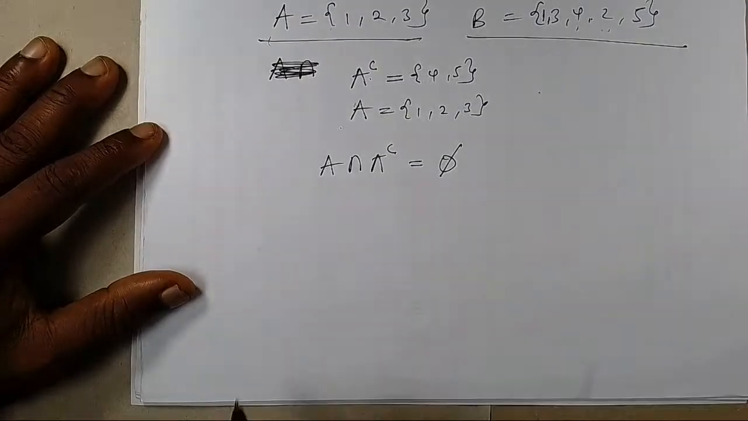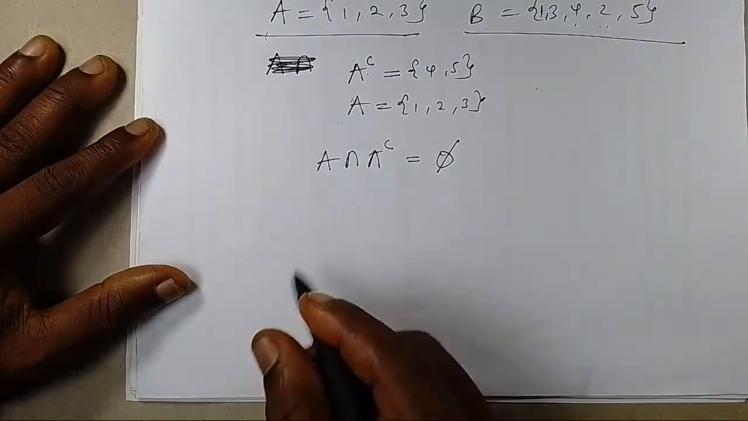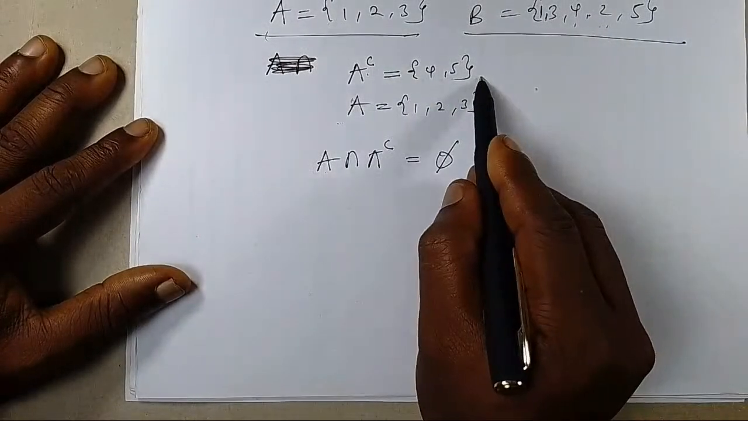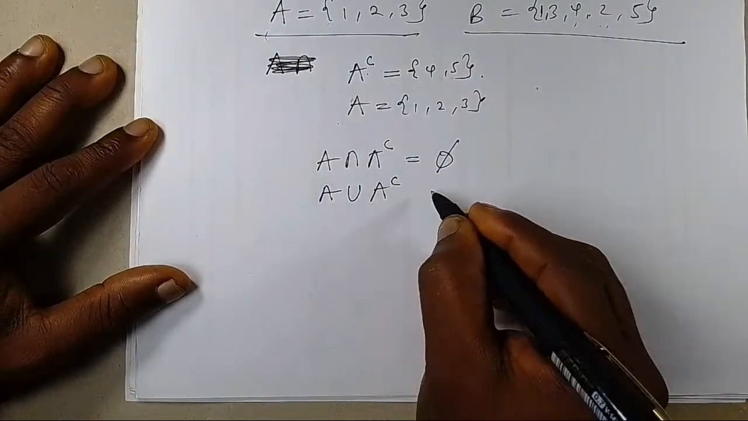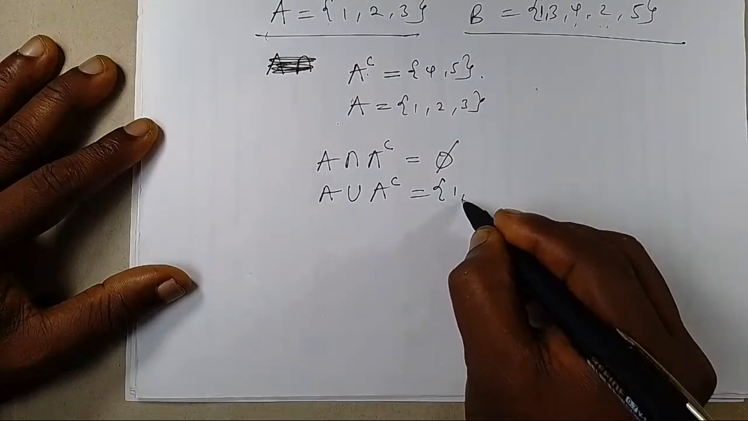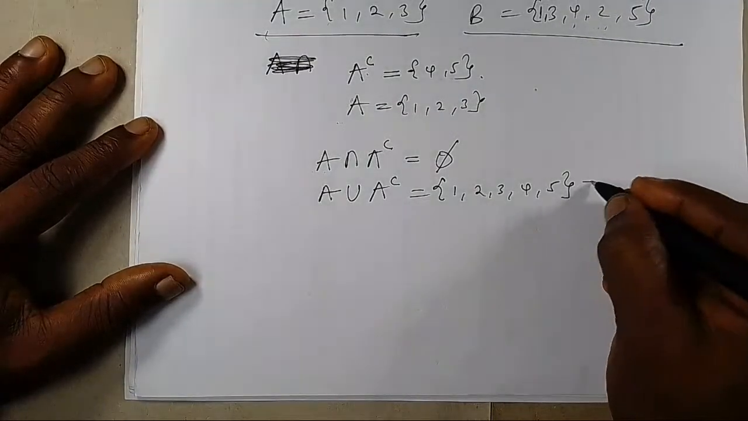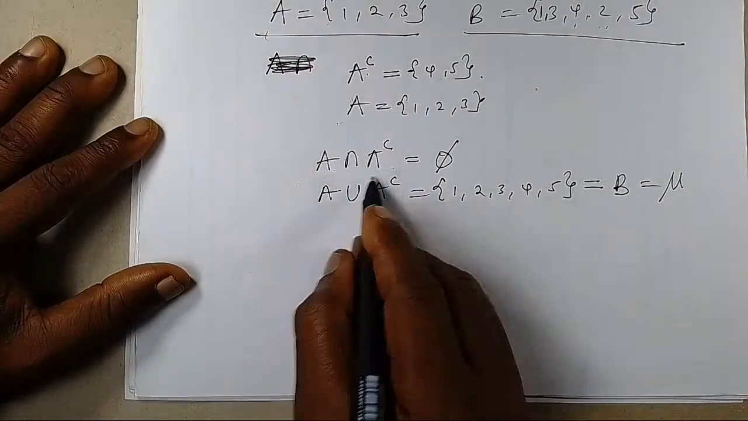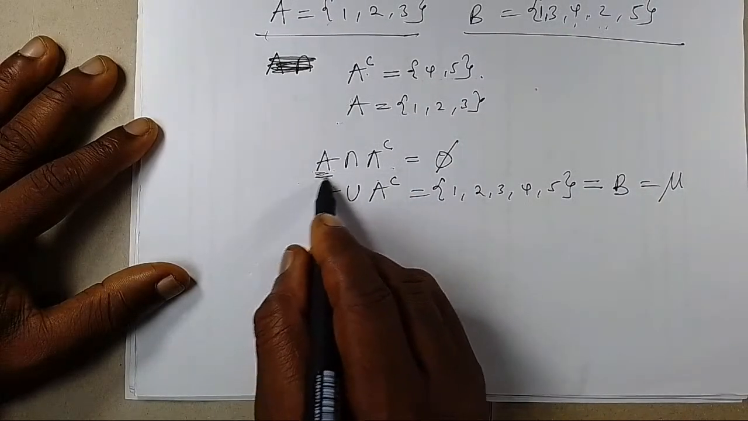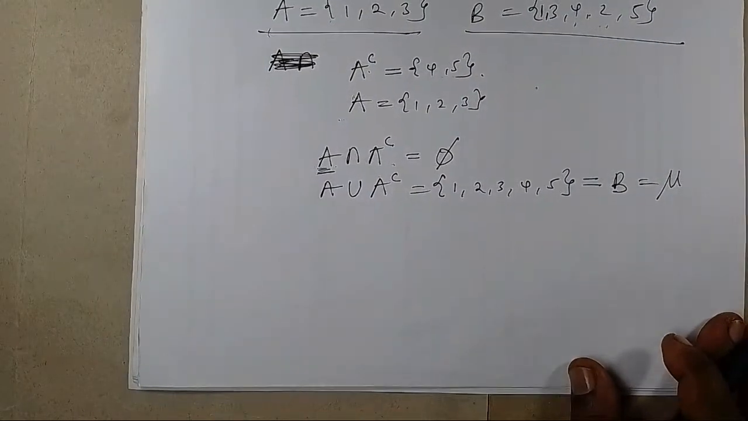Now, so A intersection A complement is empty. You can see it because there is nothing common to A complement and A. Now, what is the union of A and A complement? You will notice that the union will give you 1, 2, 3, 4, and 5. So this union gives B, which is the universal set, whereas the complement and the set A itself in intersection gives the empty set. So that is what I want you to know.